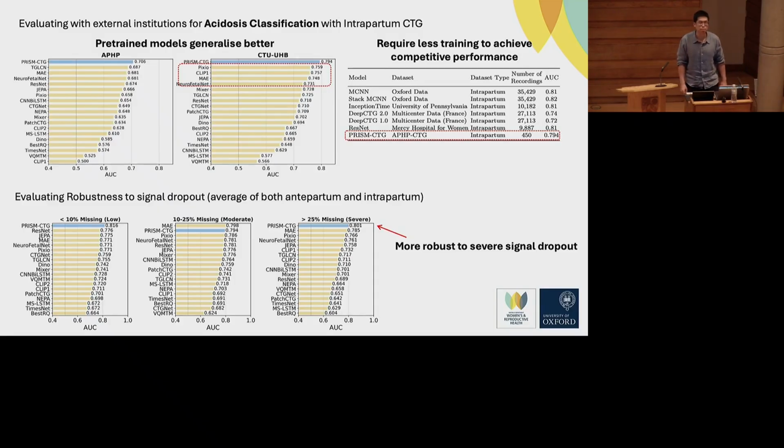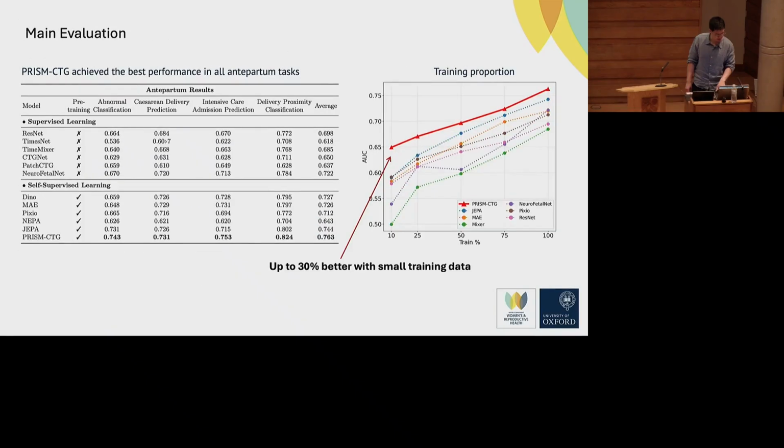I saw there was one slide showing prediction of abnormal antepartum recordings. I was just wondering what the label was there. Like, what was the label used to say it was an abnormal antepartum recording? So abnormal is anything for the neonates with adverse outcome. So we kind of forecast whatever adverse outcome they have.